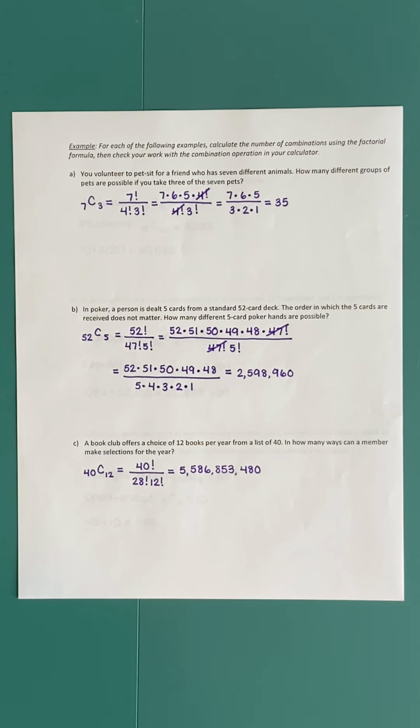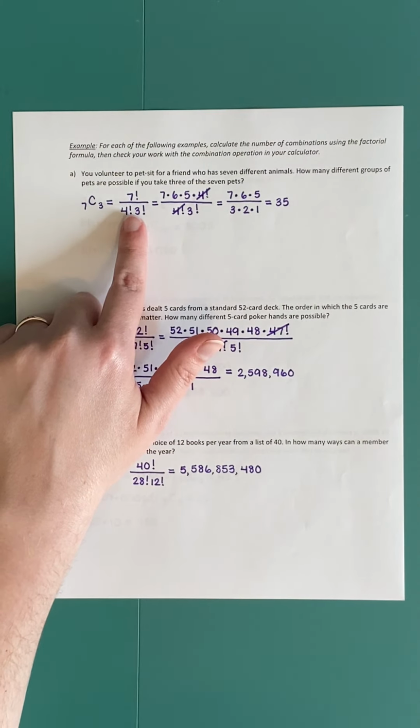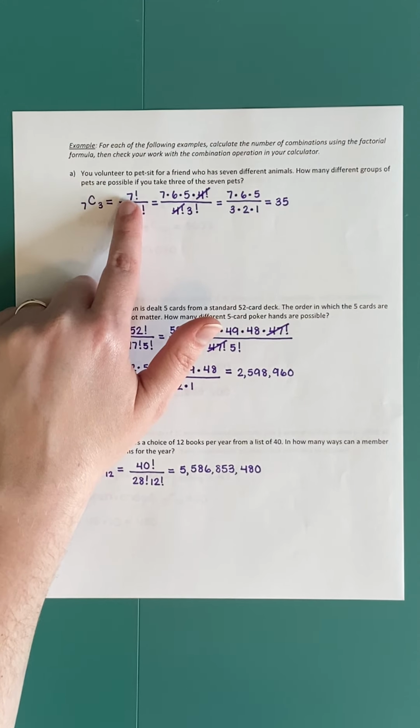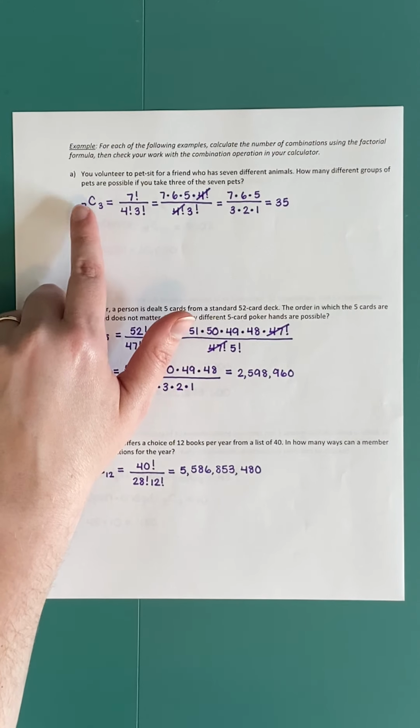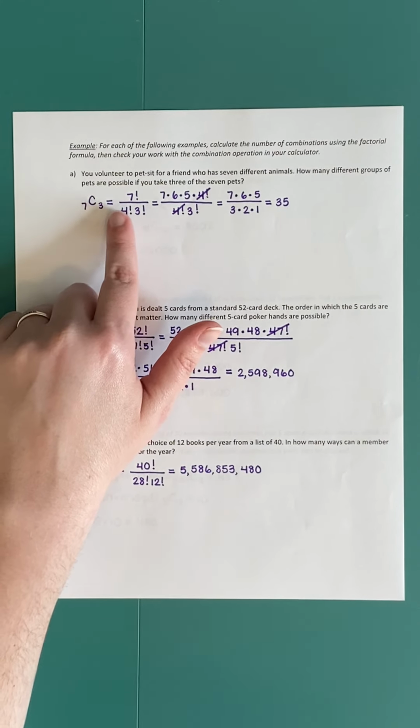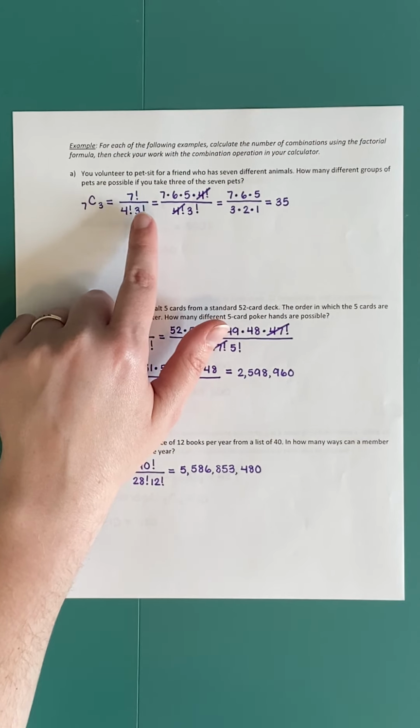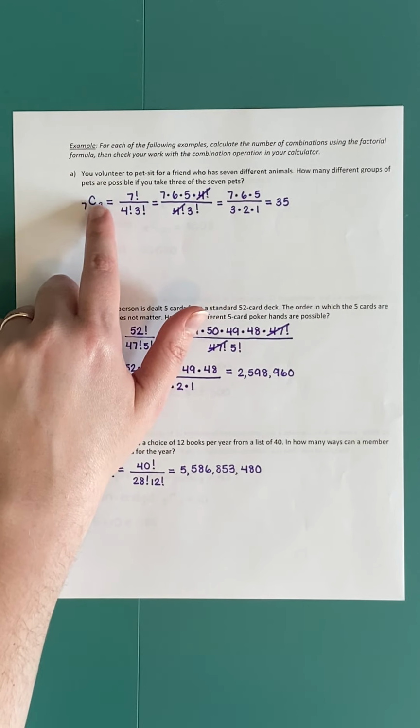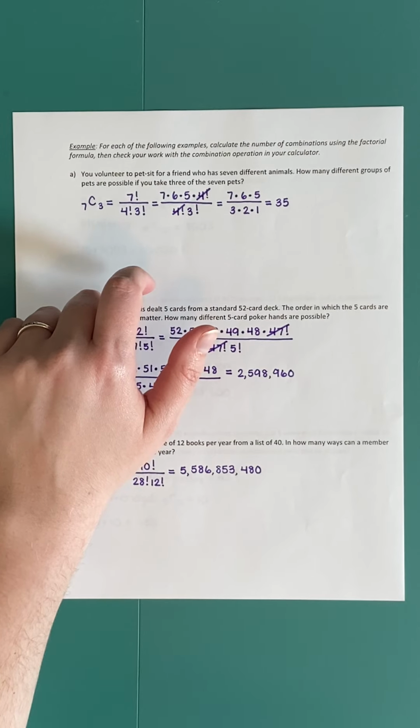So you have 7 to choose from. So 7 is going to be our value for N. And you're choosing 3 out of the 7. So 3 is going to be our value for R. So I have it set up using the factorial formula. So N factorial divided by N minus R, so 7 minus 3, which is going to give you 4 factorial, times, still in the denominator, R factorial, which would be 3 factorial.